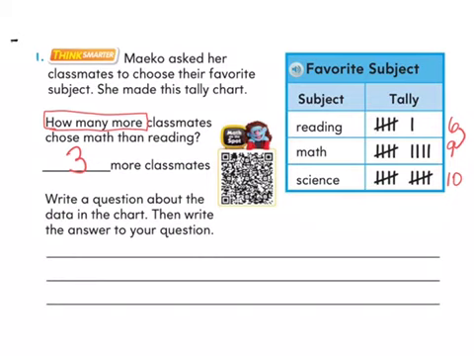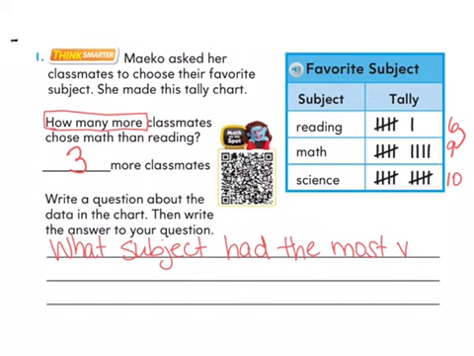Now the next one says, write a question about the data in the chart. So we can ask any questions. So we were asking questions in the other charts. What's a question we could ask for this? Well, an easy one would be, actually, erase that. I keep messing up. What subject had the most votes? So which subject had the most votes?